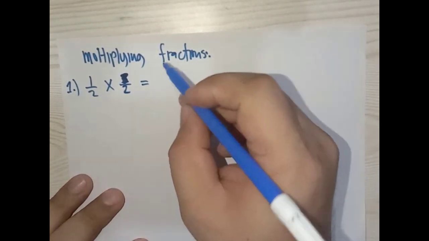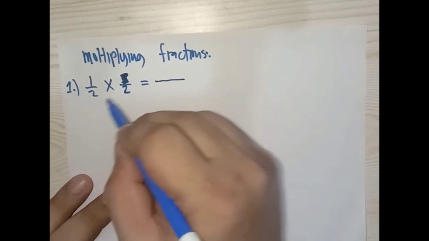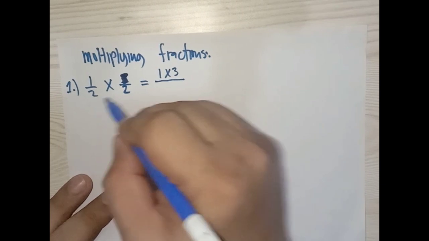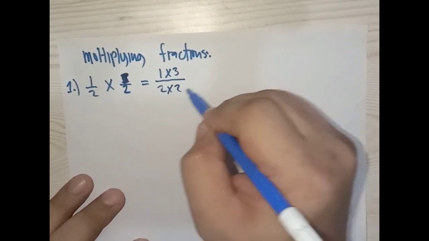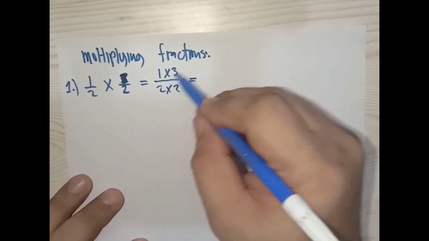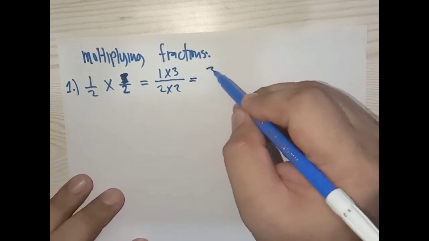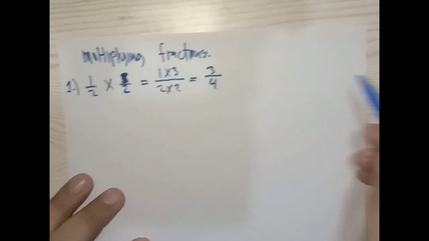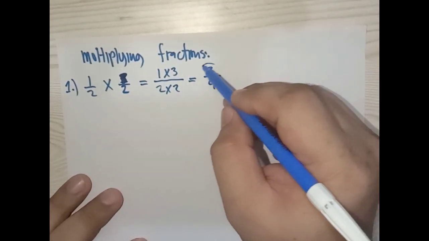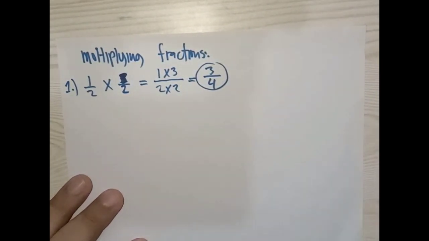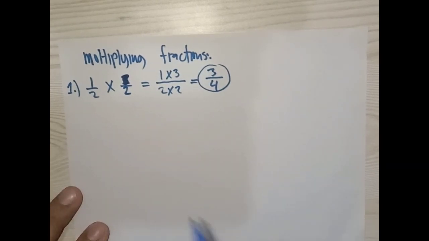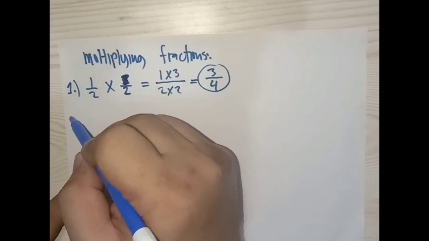So, that's all. Okay? So, 1 times 3, 2 times 2 is equal to, simplify, 1 times 3 is 3, 2 times 2 is 4. So, our final answer is 3 over 4. So, that's how simple it is when we multiply fractions. Okay? Next example, number 2.